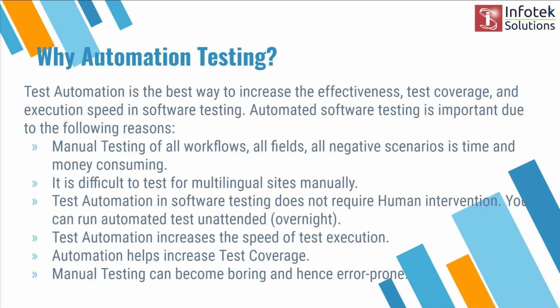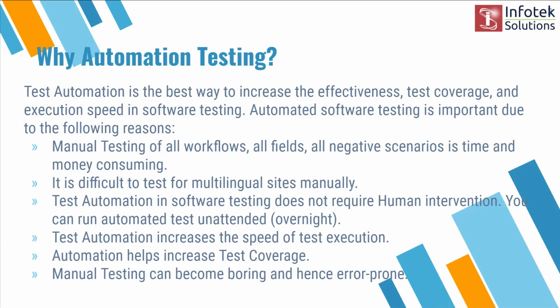Now, next thing, why automation testing? Test automation is the best way to increase the effectiveness, test coverage, and execution speed in software testing. Automated software testing is important due to the following reasons. Manual testing of all workflows, all fields, all negative scenarios is time and money consuming. It's difficult to test multilingual sites manually. Now you see, manual testing workflow is difficult. Again, multilingual tests are not possible in the case of manual.